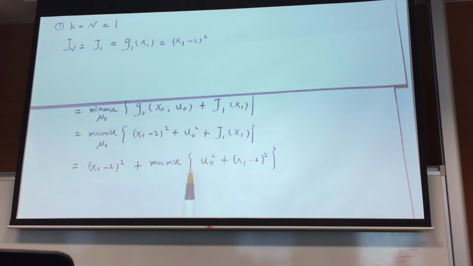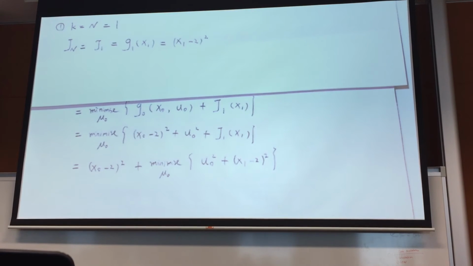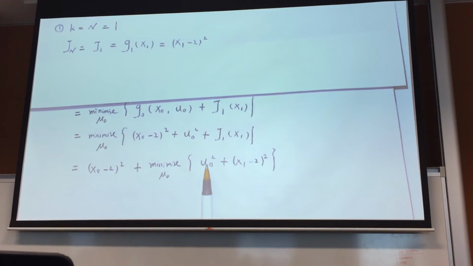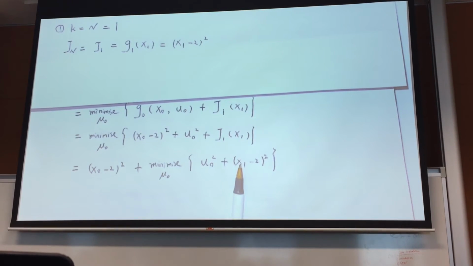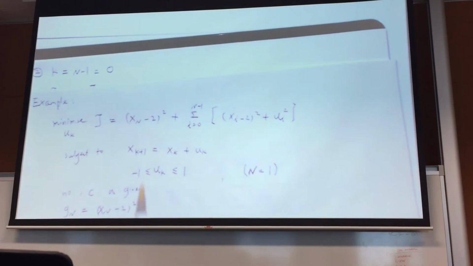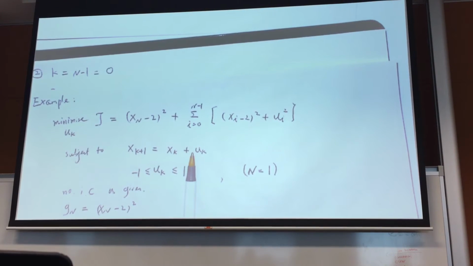So we try to minimize this function with the optimal control policy. In this function, we know u0 is the control input, so the control input is related to the control policy. And the next state, x1, will be determined by your input and the previous state, so the u0 and the x0. And from our dynamic equation, for k equal to 0, we have x1 equal to x0 plus u0.